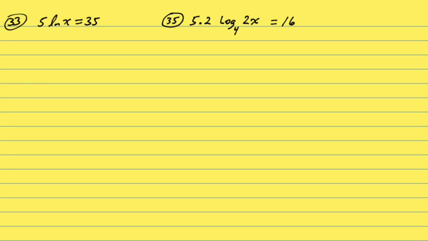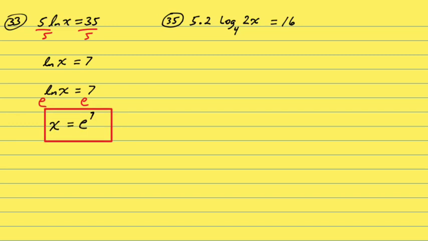33, 35, we'll do a few of them here. What's the opposite of multiplying by 5? Divide by 5. That makes ln of x equals 7. To get rid of the ln, you e it. You have to e it, which means raise e to that power. E and natural log eliminate each other, and your answer is going to be e to the 7th.